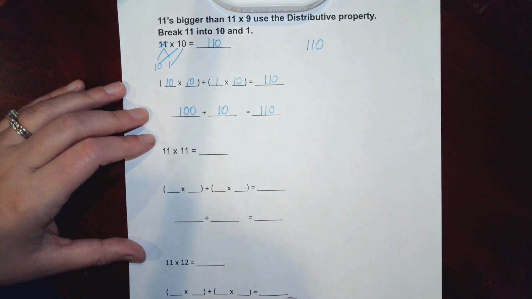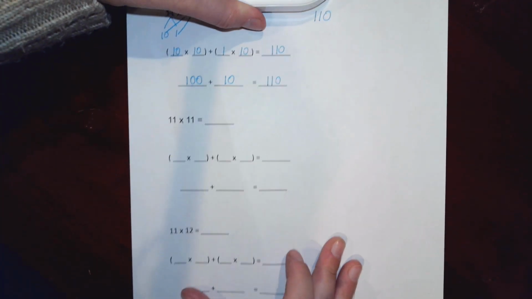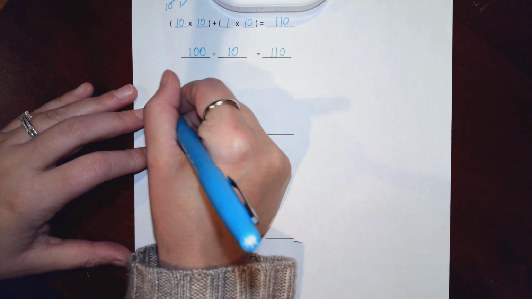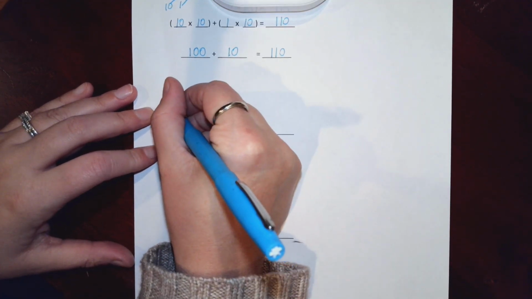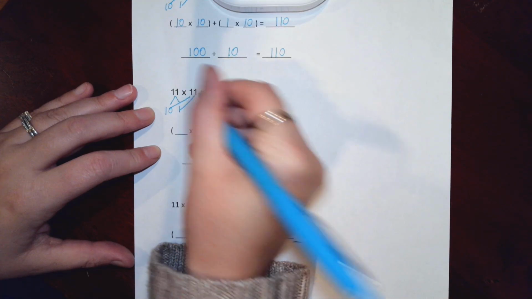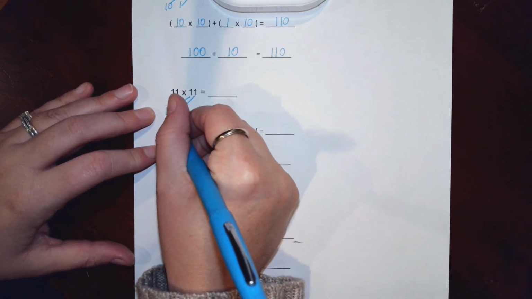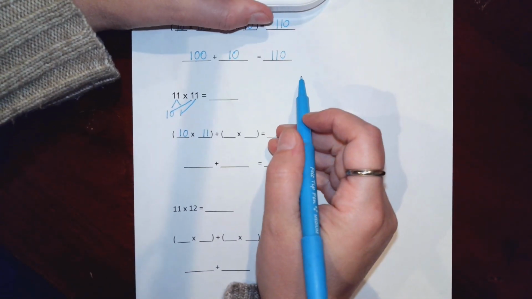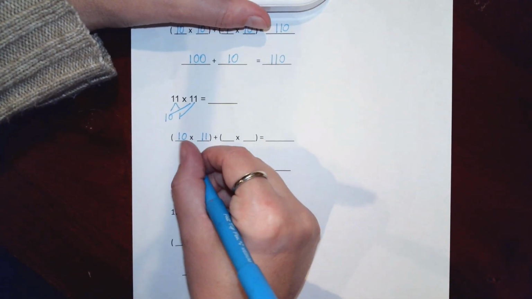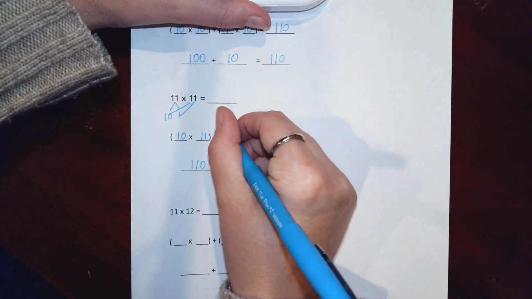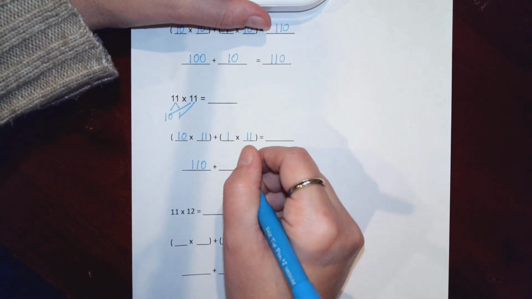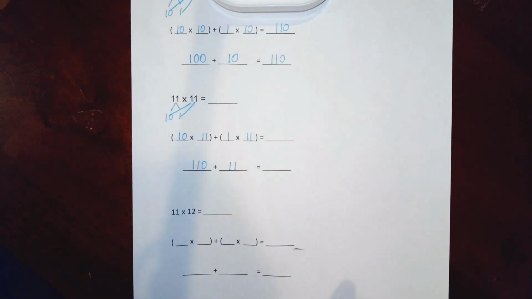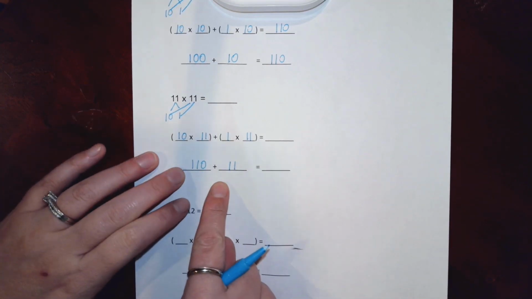Okay? For 11 times 11, I'm only going to break up one of the 11s into 10 and 1. Again, I have to multiply 10 times 11 and then 1 times 11. So I'm going to do 10 times 11, which we just figured out, right, as 110. And then I'm going to do 1 times 11, which we know if I have one set of 11, I just have 11. Okay? So now I'm going to add that up.